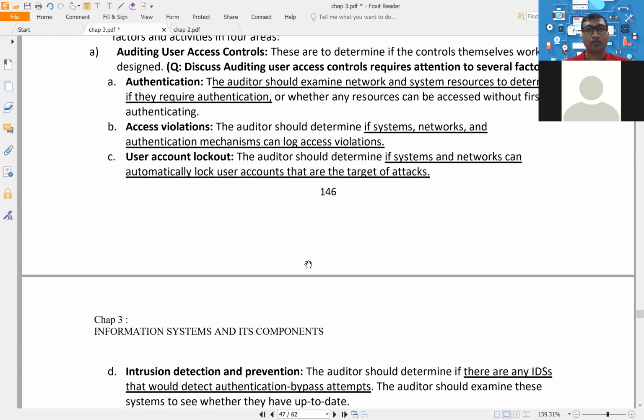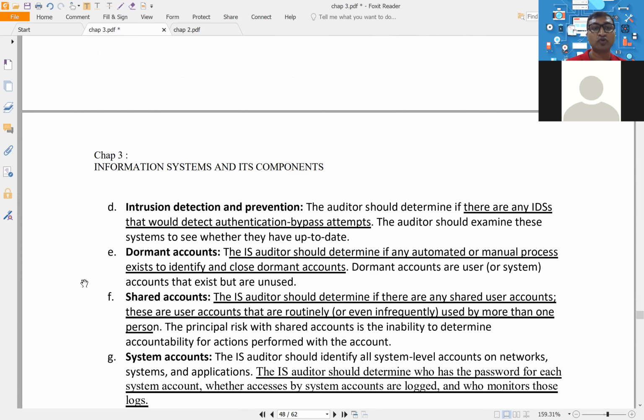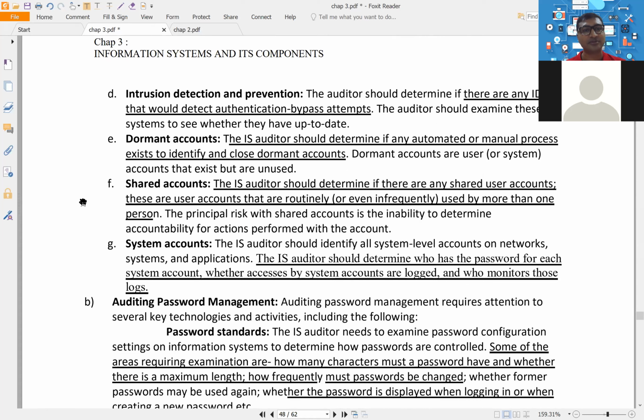User account lockout: if you input the password wrong 3 times, whether your account will automatically get locked, like we have in net banking and ATM. Do we have an intrusion or unauthorized person detection system? Do we have a system for dormant accounts? Dormant means the username and password which we have not used for so long. They are more dangerous.